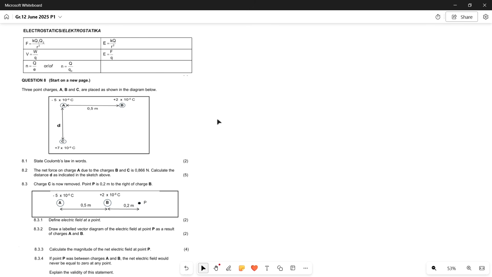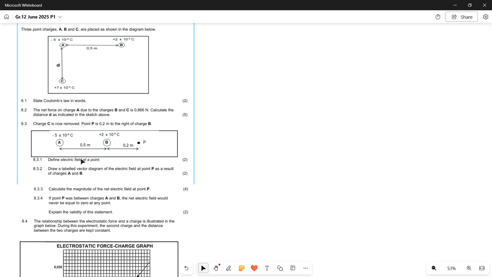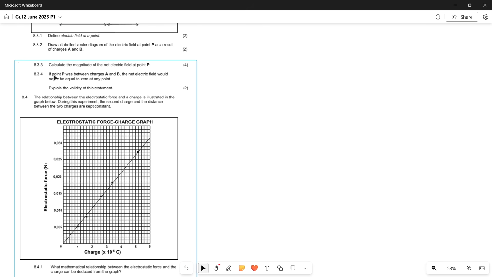Hey grade 12s, so if electrostatics is a bit confusing, or if it's been a while since we've last done it, we're about to work through question 8, so we can break down the structure of the paper, revise Coulomb's law, as well as electric field at a point, and the relationship between the electrostatic force and the charge.